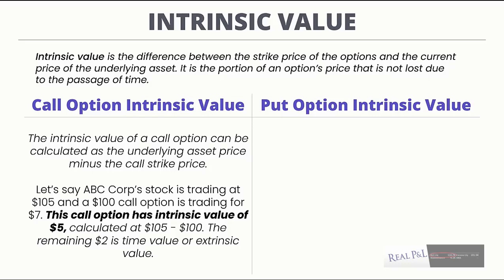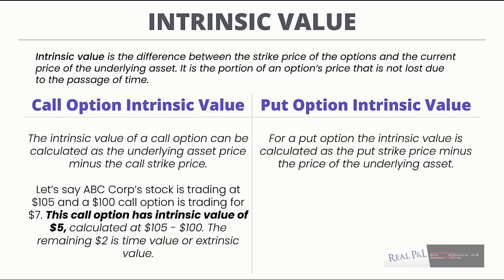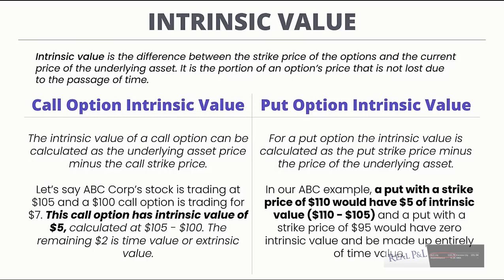or extrinsic value. For a put option, intrinsic value is calculated as the put strike minus the price of the underlying asset. In our ABC example, a put with a strike price of 110 would have a $5 intrinsic value, 110 minus 105, the price of the underlying, and a put with a strike price of 95 would have zero intrinsic value and be made up entirely of extrinsic or time value.